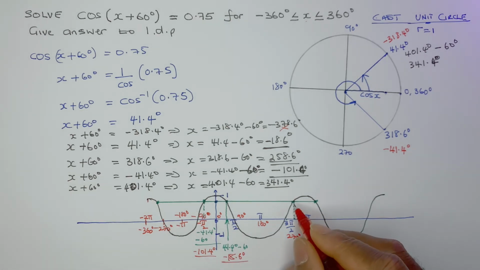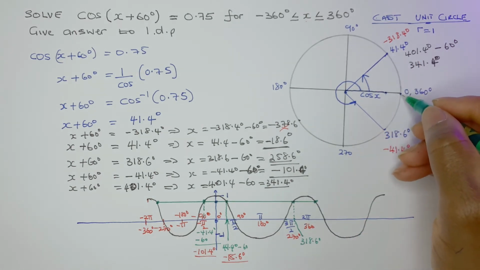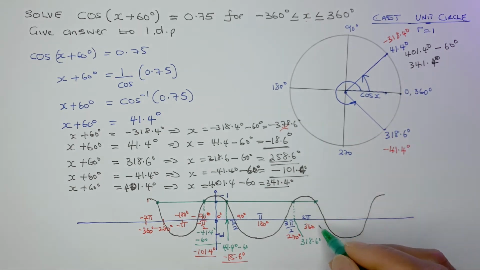So this point here is 318.6 degrees. This is 270 here, but this one is 318.6 degrees. So you take away 41.4 from 360. And there you take away 60. Remember, you're taking away 60 every time. So take away 60 degrees, and then you get 258.6 degrees. So that's how we got that.